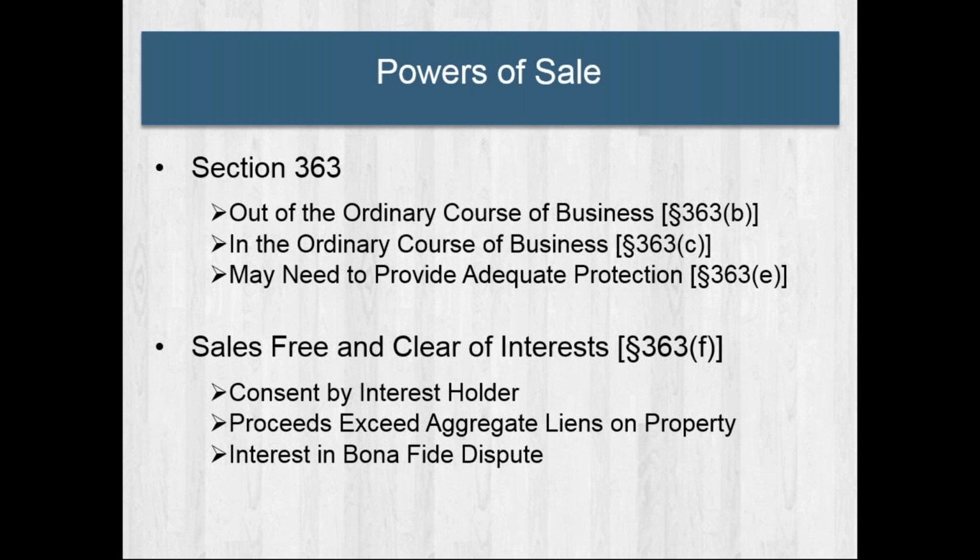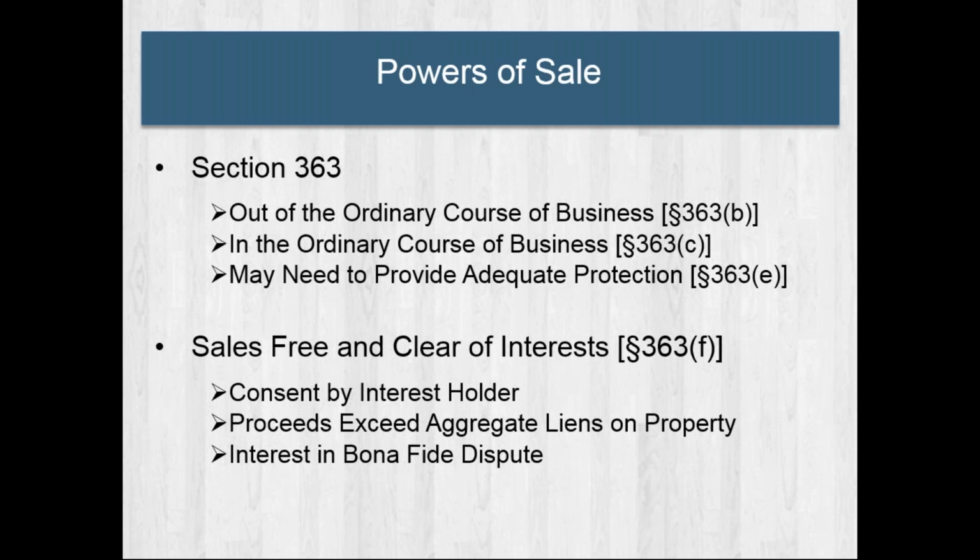The next option is that the proceeds of the sale exceed the aggregate liens on the property. Now, obviously, there may be a number of liens on the property, and one may consent to the sale, another one may be in dispute, a third, again, has a different issue. But if you can sell the property and the proceeds will exceed all of the aggregate liens on the property, you have a separate category in which you may obtain an order of the court selling free and clear.